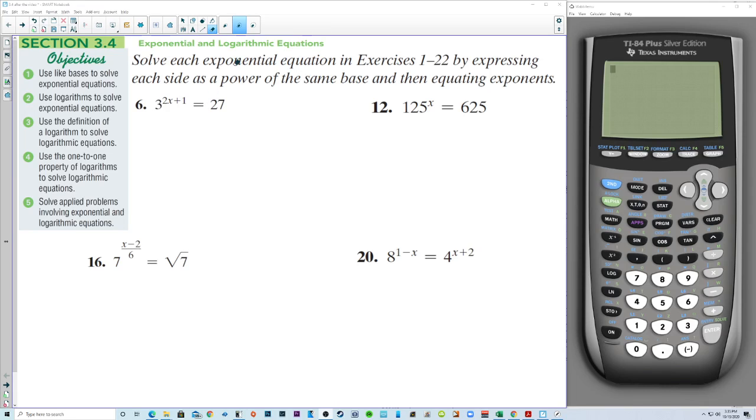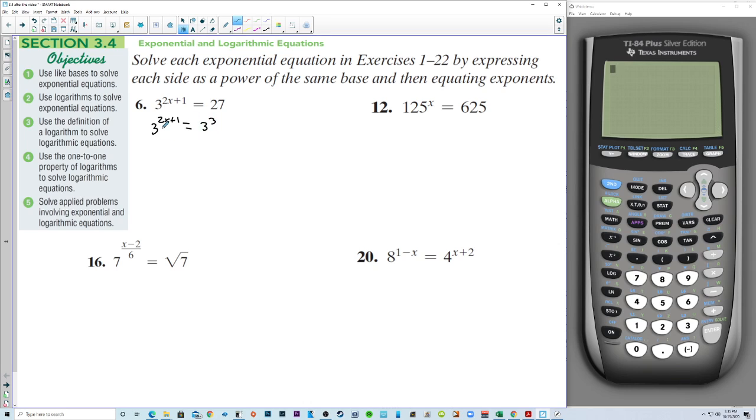This is section 3 for exponential and logarithmic equations. We're going to solve these equations. It says solve each exponential equation, exercises 1 through 22, by expressing each side as the power of the same base and then equating exponents. So we have 3 to the 2x plus 1 is equal to 3 to the third.